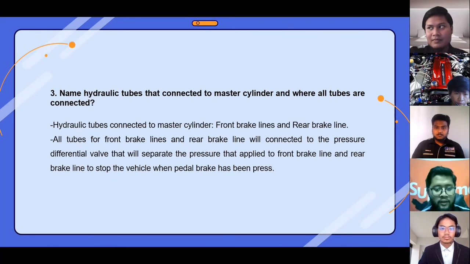Question number 3. Name the hydraulic tubes that are connected to the master cylinder and where all tubes are connected. Answer: the hydraulic tubes connected to the master cylinder are the front brake lines and rear brake lines. All tubes for front brake lines and rear brake lines will be connected to the pressure differential valve that will separate the pressure applied to the front brake line and rear brake line to stop the vehicle when the brake pedal has been pressed. Next.